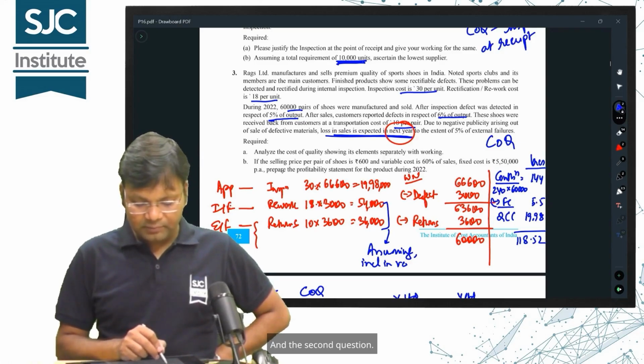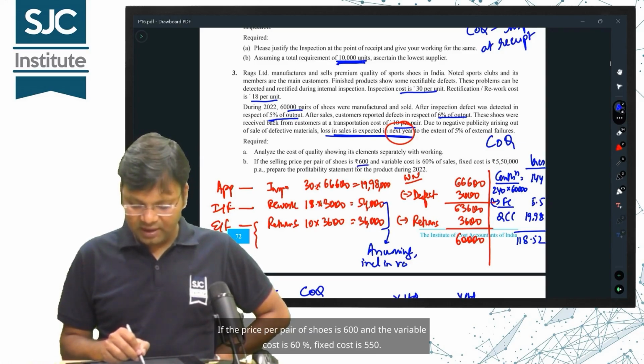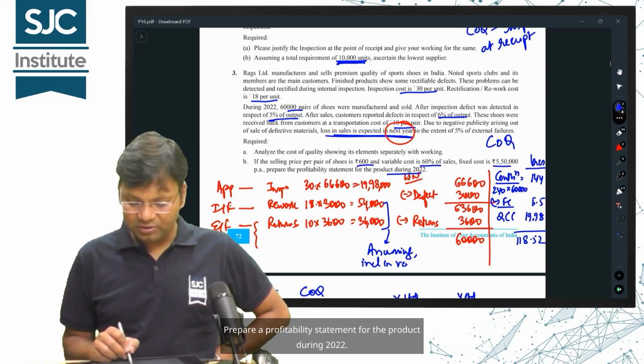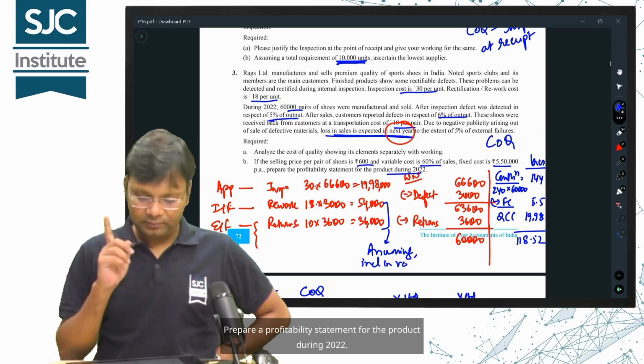And the second question: if the price per pair of shoes is 600 and the variable cost is 60%, fixed cost is 550. Prepare a profitability statement for the product during 2022.